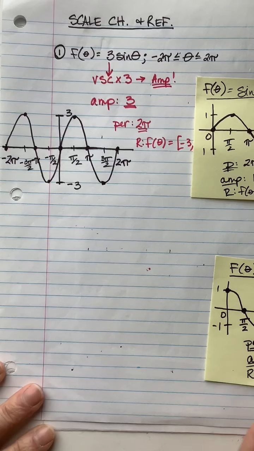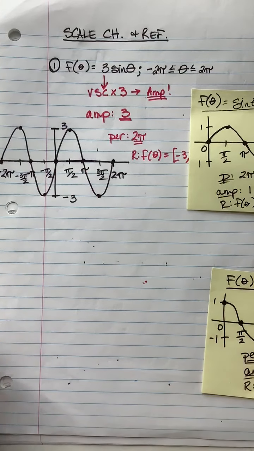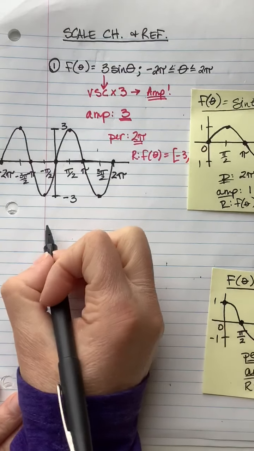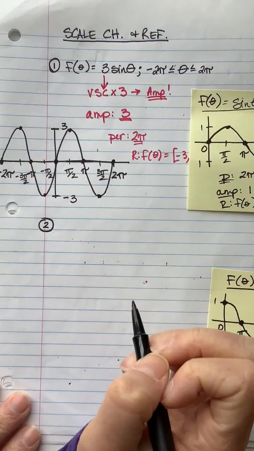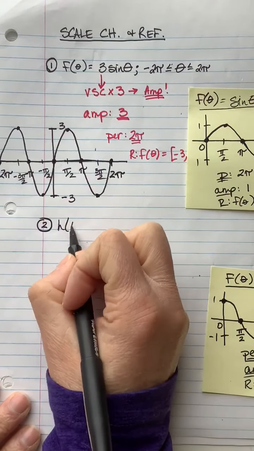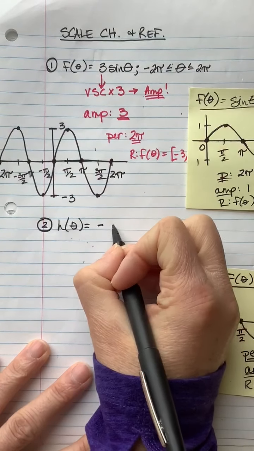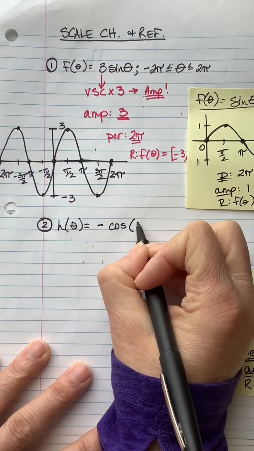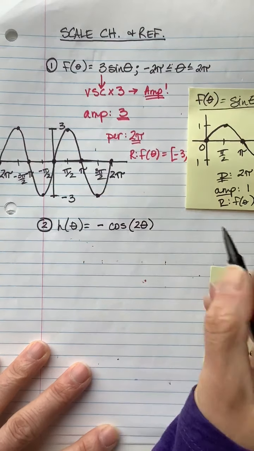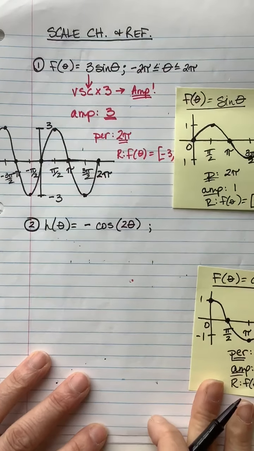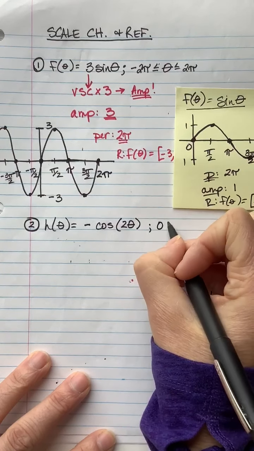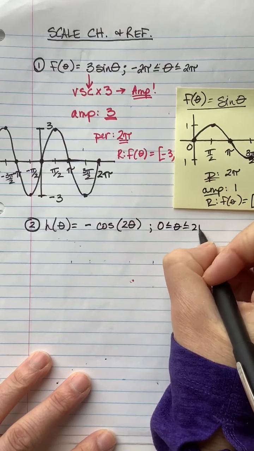Okay, let's do another one. I'm going to try to do a twofer on this one. We'll see how that goes. So number 2, let's try h of theta. Let's see if this is going to be negative cosine of 2 theta, and I want this to travel from 0 to 2 pi.